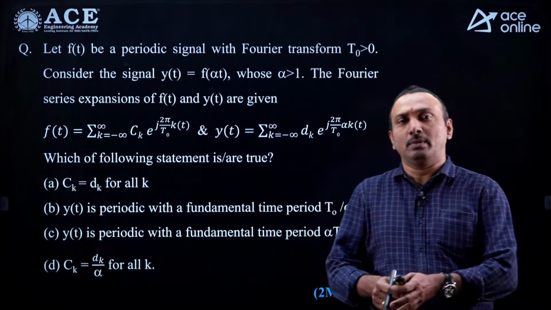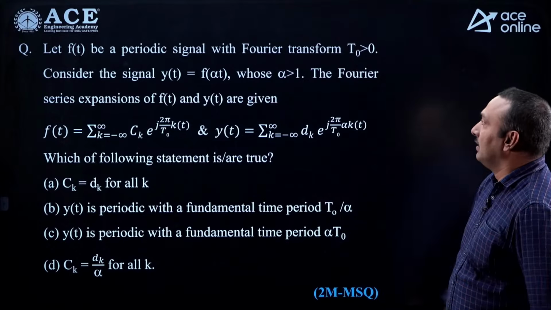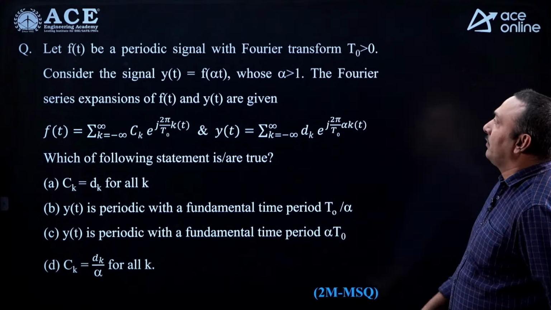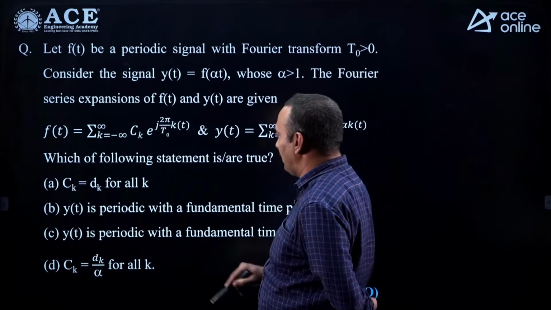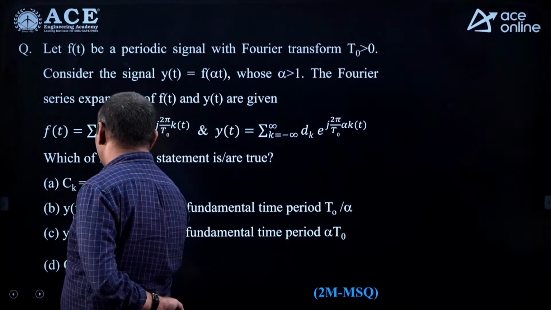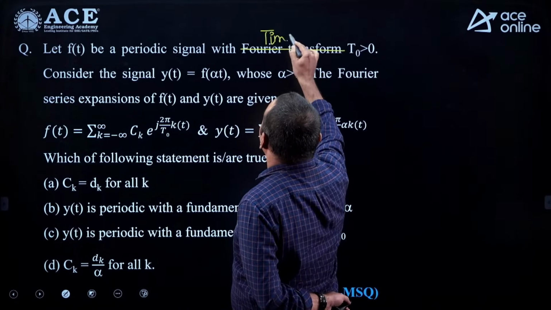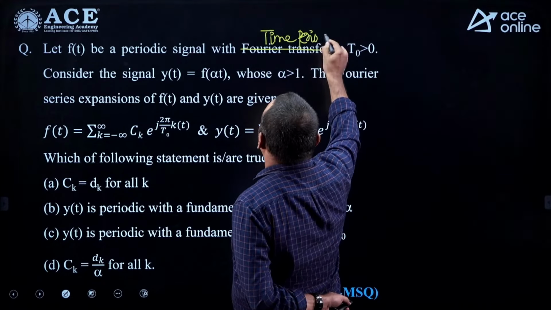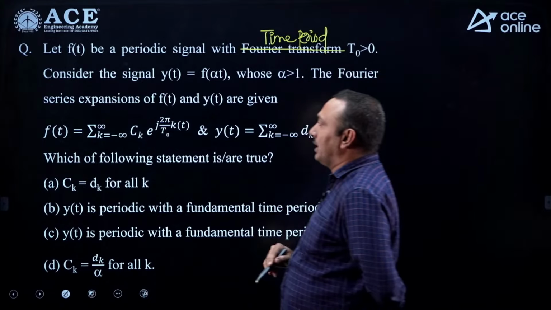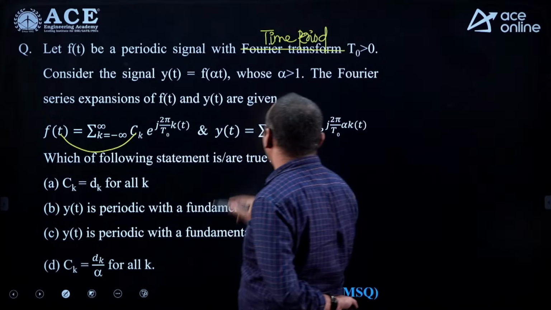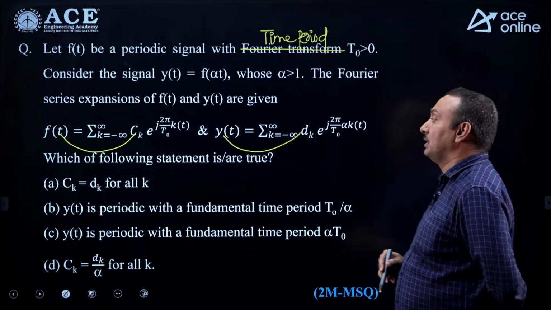As per the information given by students, I think from signals we got three 1-mark and two 2-mark questions. Let us observe. The first question: let f of t be a periodic signal, having fundamental period, with time period t naught. When it is scaled to f of alpha t, the individual coefficients are given. The coefficient of f of t is ck, and of y of t is dk. With that information, which are the correct options?